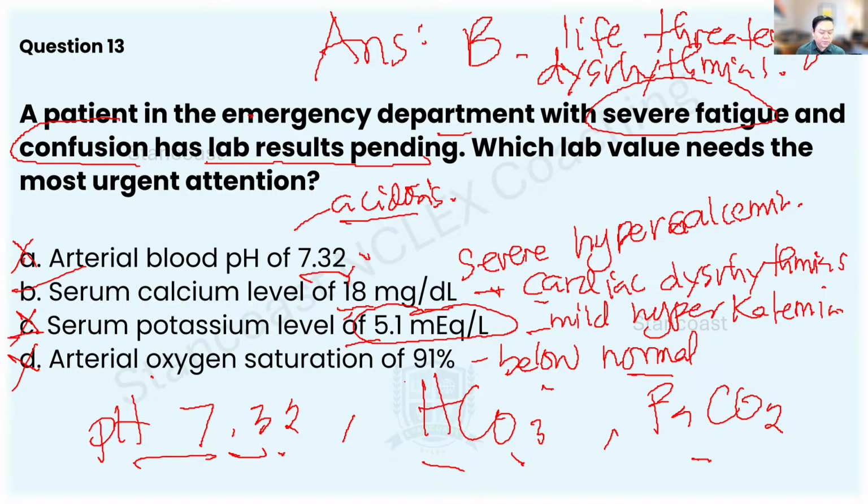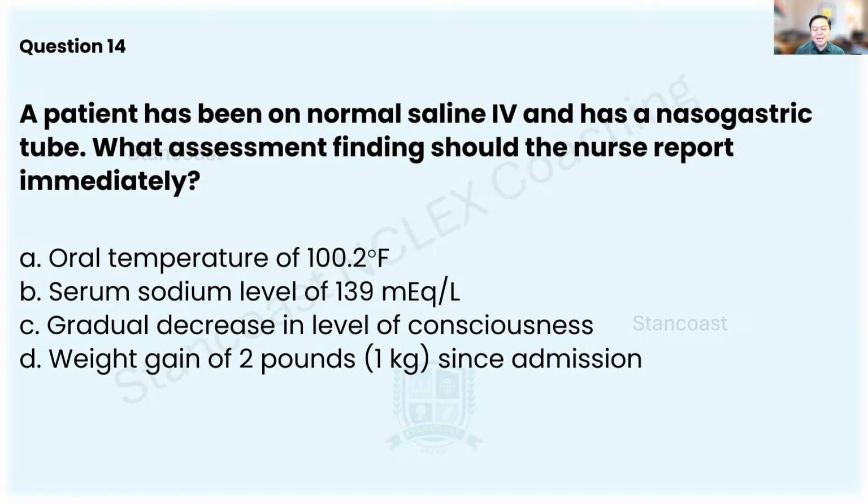Thank you, virtuous lady. Let's have number 14. A patient has been on normal saline IV and has a nasogastric tube. What assessment finding should the nurse report immediately? Will that be A, oral temperature of 100.2 degrees Fahrenheit, or B, serum sodium level of 139 milliequivalents per liter, C, gradual decrease in level of consciousness, or D, weight gain of 2 pounds equivalent to 1 kilo since admission?